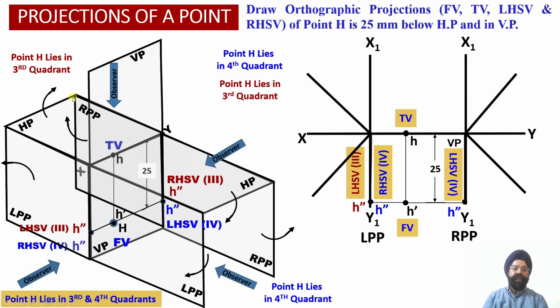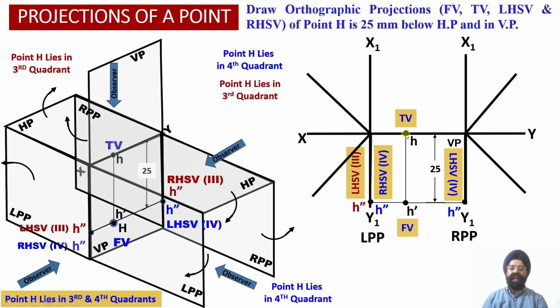Now let us obtain the right hand side view projections of this point H in the third quadrant. So here we have got the right profile plane. When the observer is looking at the object from the right hand side orientation, this right profile plane will be falling in between the observer and this object. So the projections of this point H will be obtained onto the right profile plane in the third quadrant at a distance of 25 millimeter below the XY reference line. So here the right hand side view projections will be obtained at this location over here.